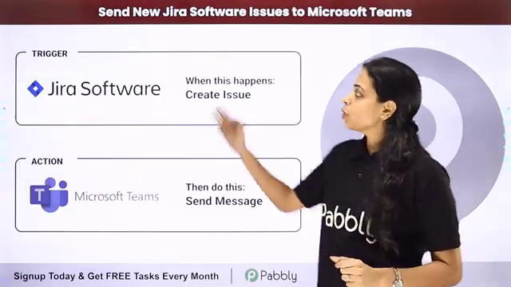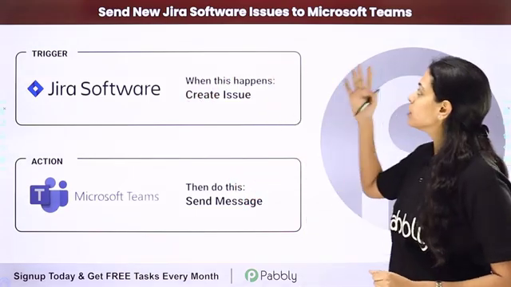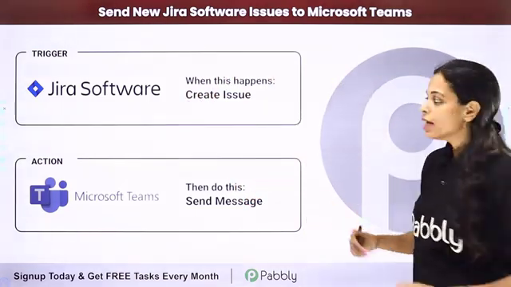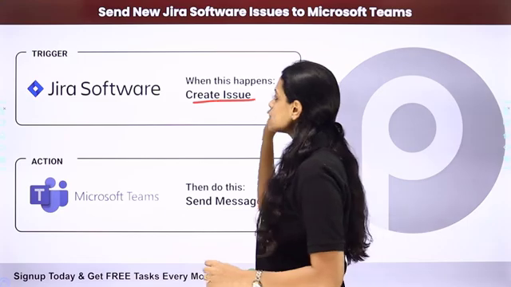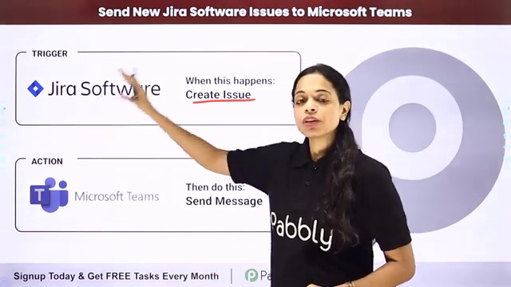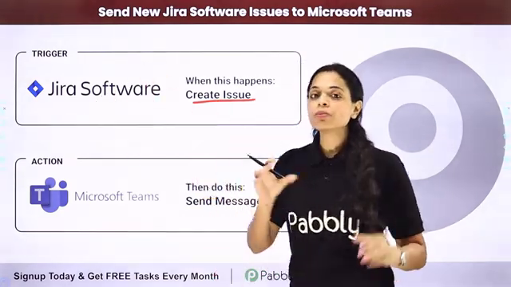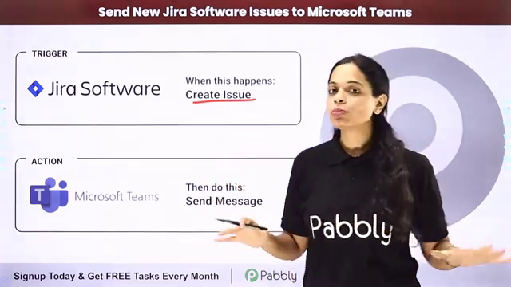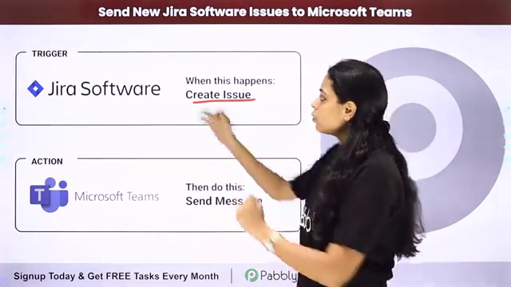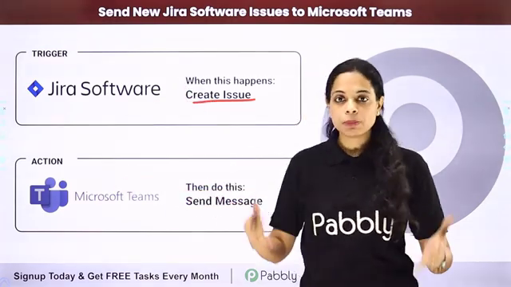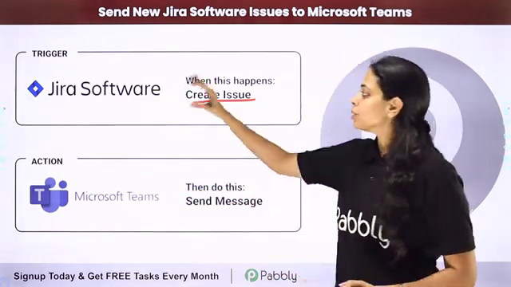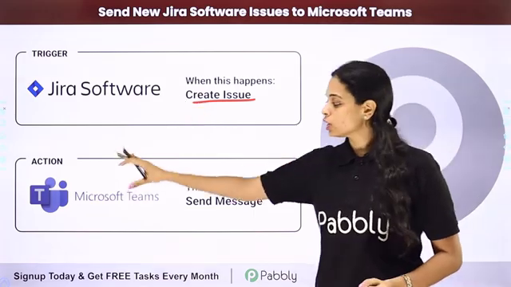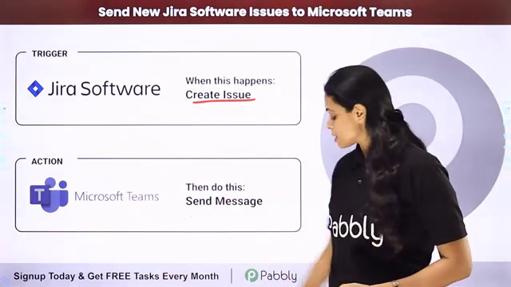Now let's say that you want to send new Jira software issues to Microsoft Teams. So every time an issue has been created in Jira software, automatically your team which is sitting on Microsoft Teams would be updated about the issue. So everybody is going to be on the same page. So this is how you can integrate with the help of Pabbly Connect, and here your trigger application would be Jira software, action application would be Microsoft Teams.